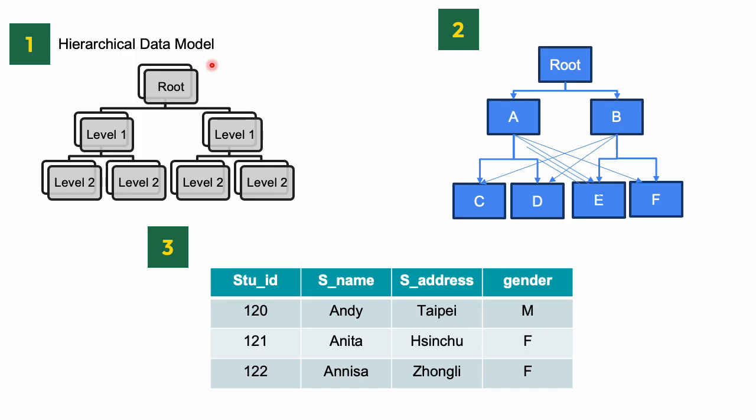So the second picture is contradictory with the first one. For the second one, we can see that node A has children C, D, E, and F. Meanwhile, node B has children C, D, E, and F. So we can conclude that nodes C, D, E, and F have two parents, right? So in this case, picture 2 is the network data model.